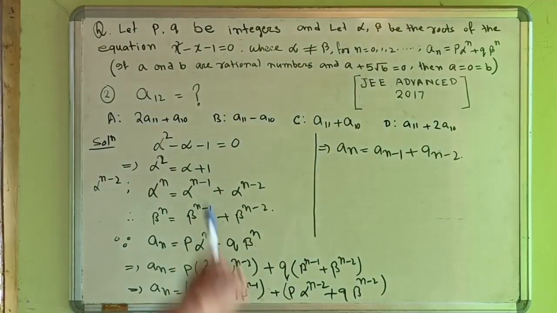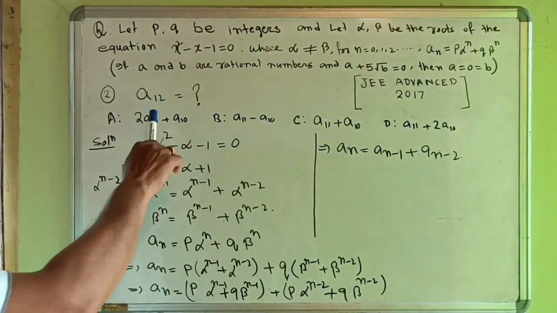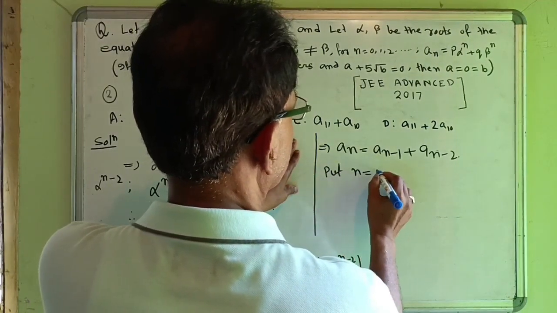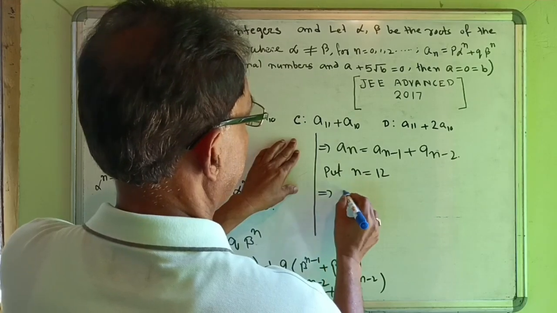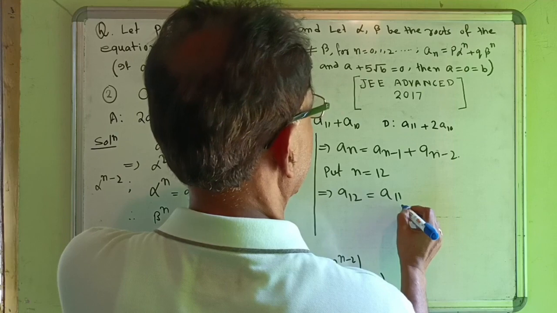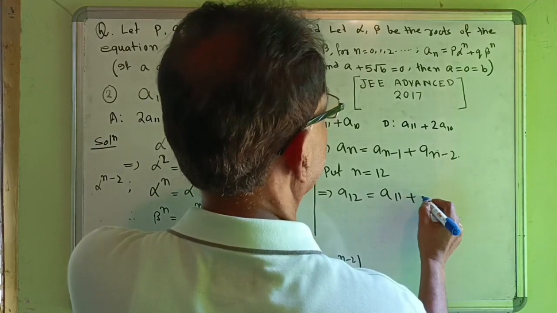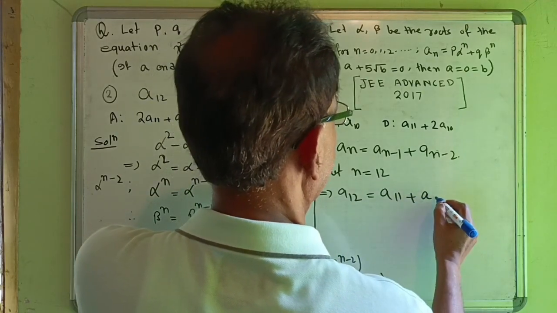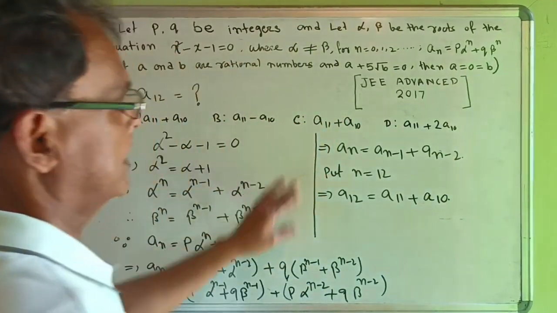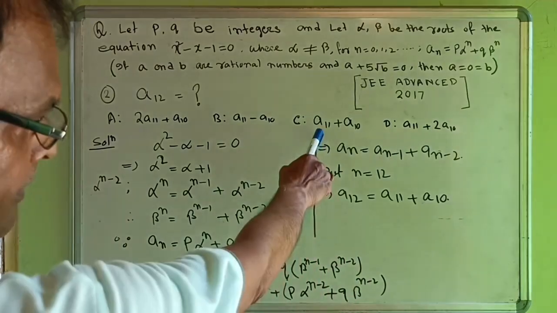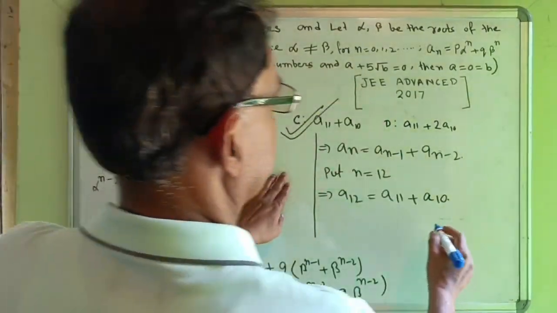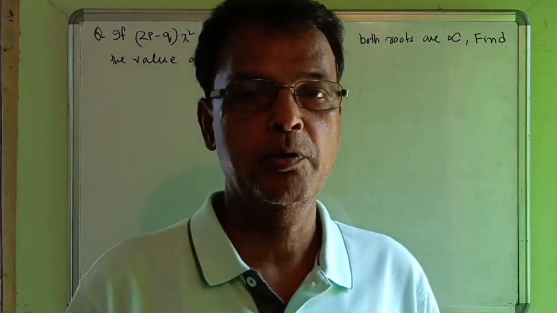Now we have to find a12. So we put n equal to 12. This implies a12 is equal to a11 plus a10. Now we check which option is correct. This option is correct, so we can say this is the correct option. That is the discussion of this very simple problem.